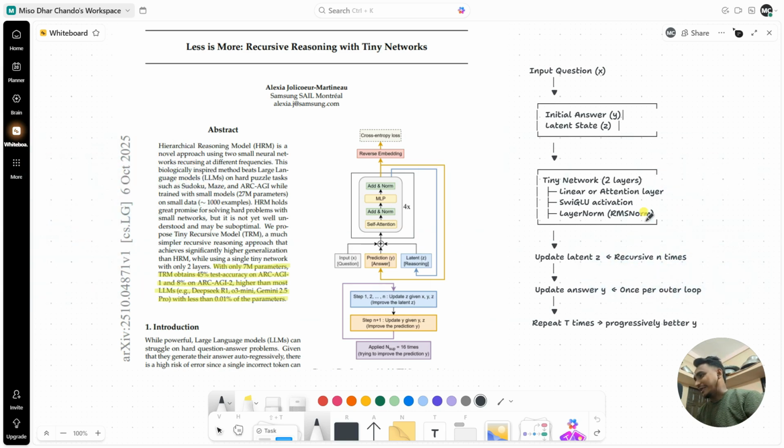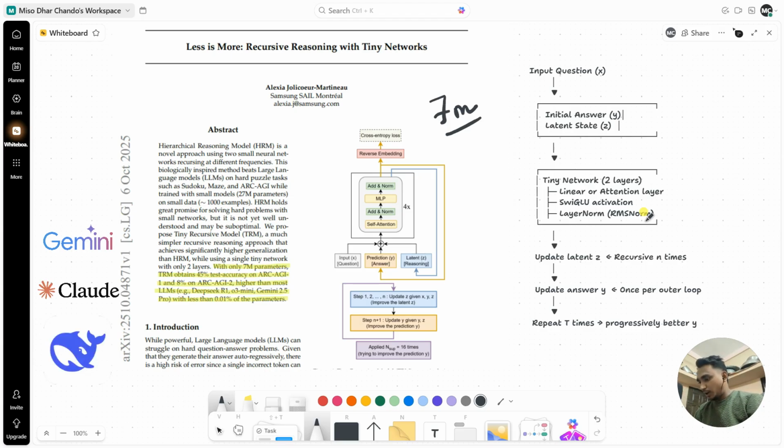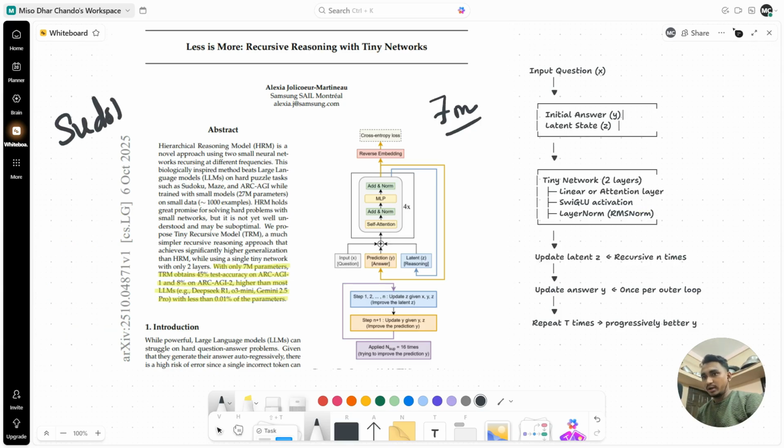What if I told you a tiny neural network with just 7 million parameters can outperform models like Google Gemini 2.5 Pro, Claude, and even DeepSeek R1 on tough reasoning tasks like Sudoku, as well as the maze problem, rat in a maze, as well as the ARC-AGI. So, welcome to the world of tiny recursive models, or the TRM.